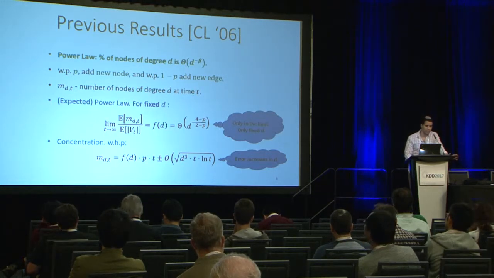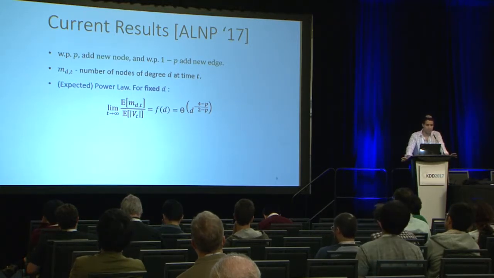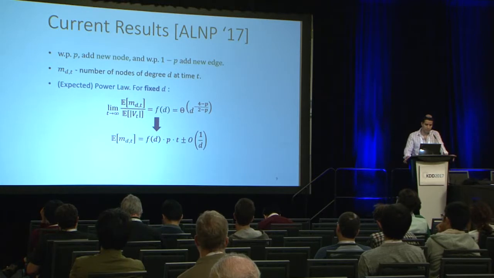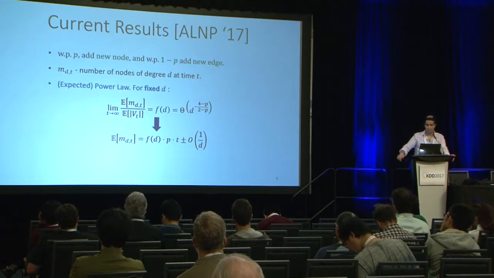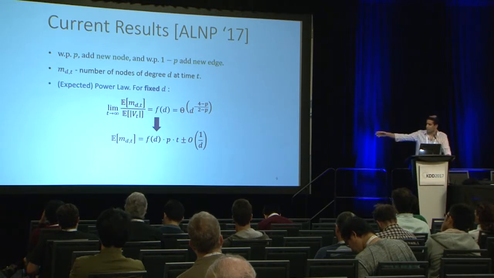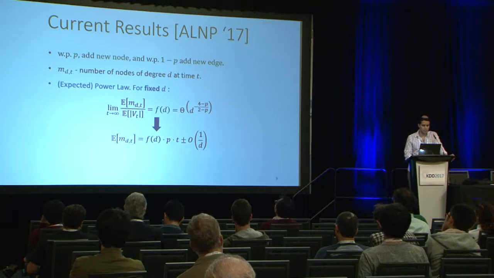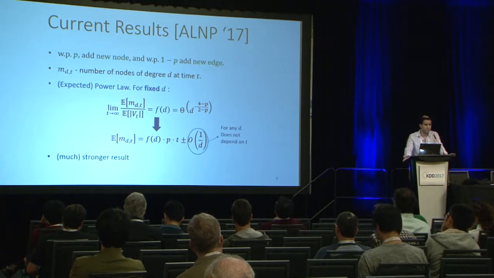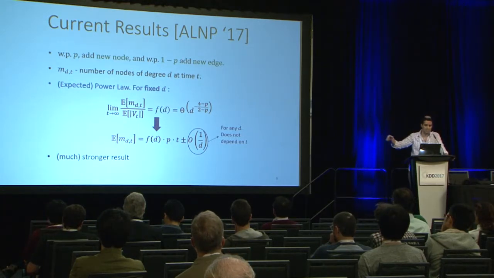And what we did is, we take the first result, the expected power law. This is what they proved. And we were able to improve it, actually. If you look, this is our result underneath. The expected number of nodes of degree d, we showed that it's f_d times p times t plus a very small error term, okay? So this error term is not a function of t. It's just a function of the degree. And it's very small, right? It's less than constant even.